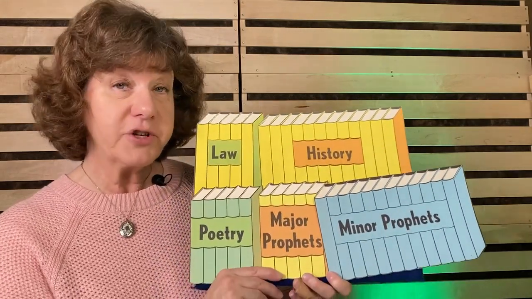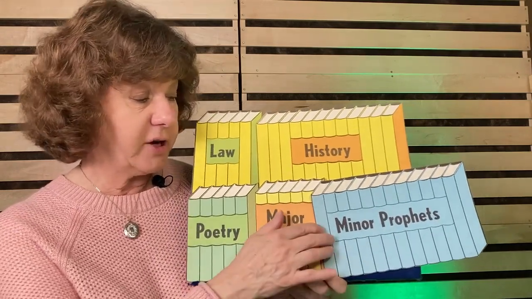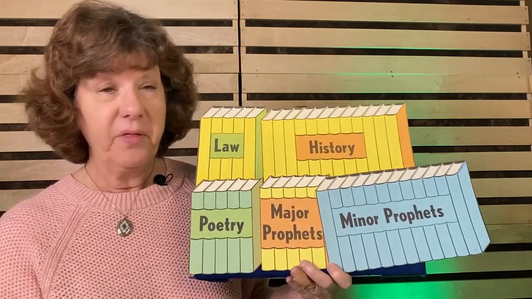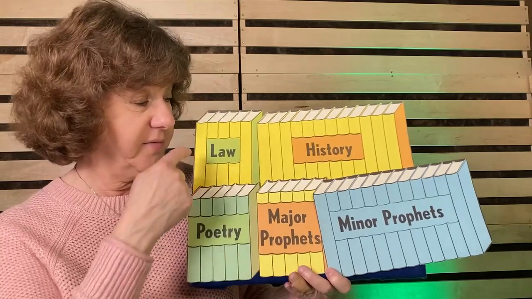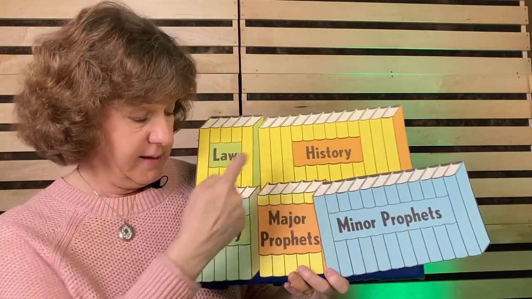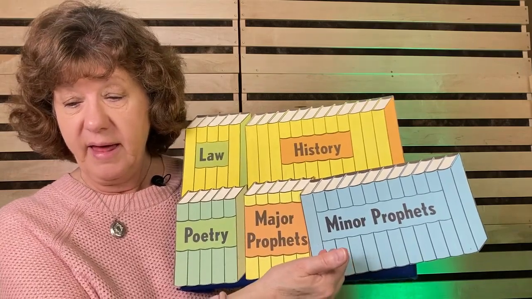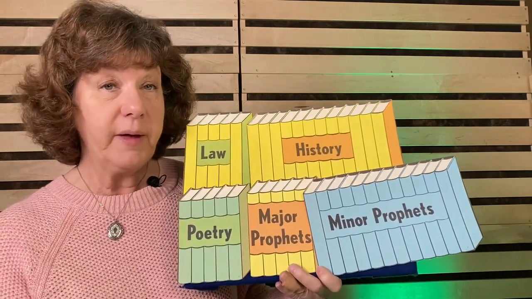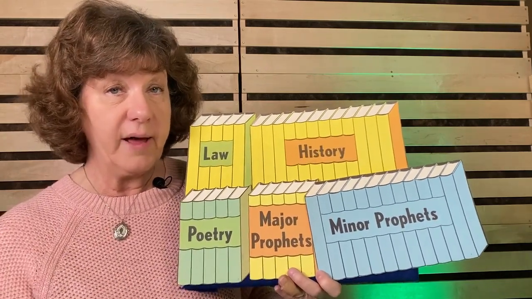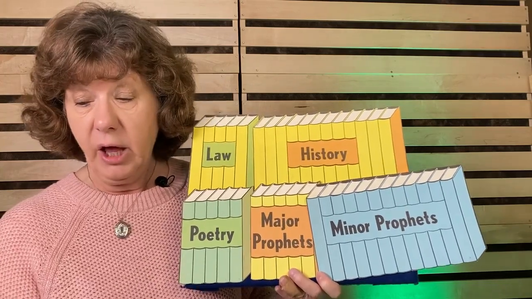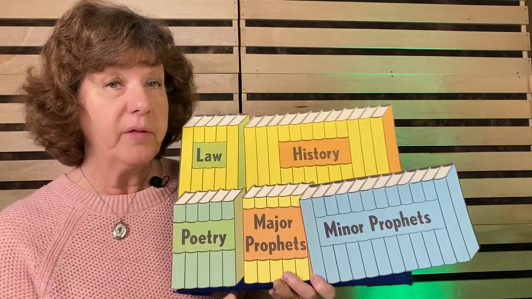Ask if they have any questions about the Old Testament sections. Review the 5, 12, 5, 5, 12 sections: law, history, poetry, major prophets, and minor prophets. If this is too much information for the beginning or the very end of your Bible study, you can divide it up more than what I've done.